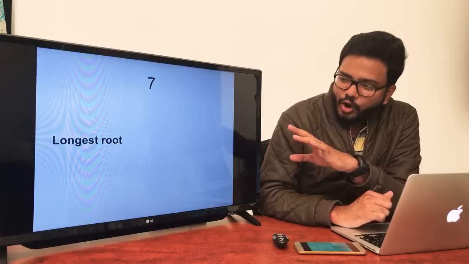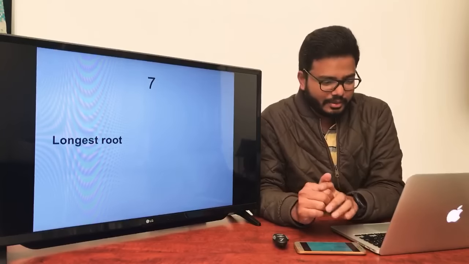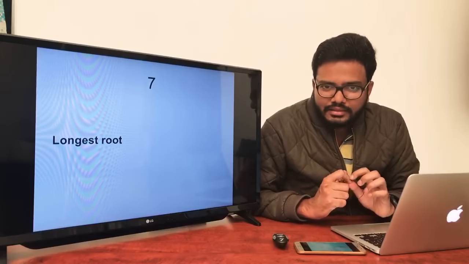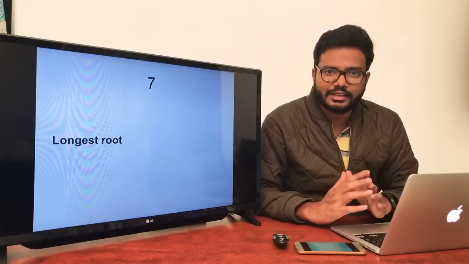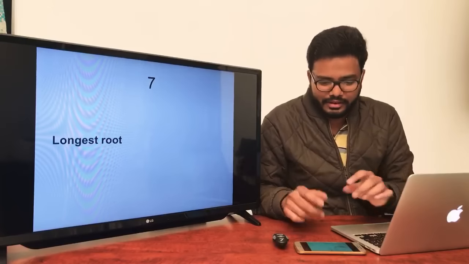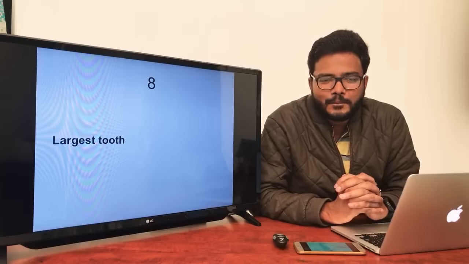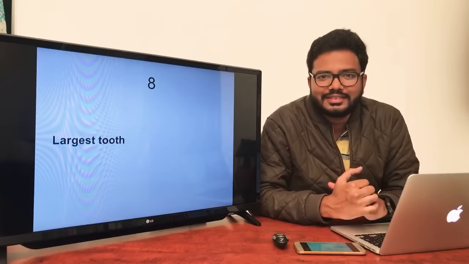Exactly. Longest root, maxillary canine, as I have given you the dimensions, right? 17 mm. So longest crown, mandibular canine. Longest root, maxillary canine. Longest tooth, it's both maxillary as well as mandibular canine. I hope it's clear. Now, largest tooth. Good to know, Bernice.